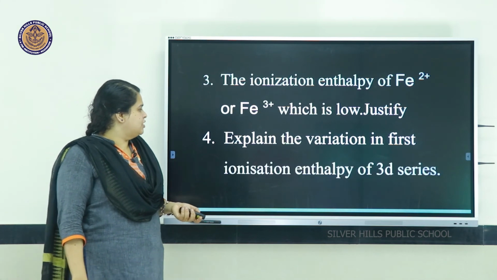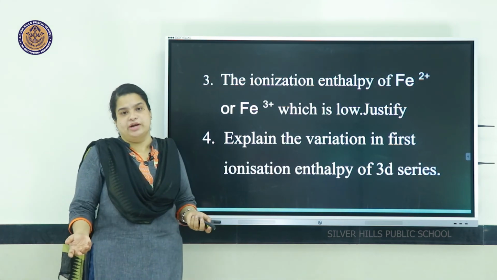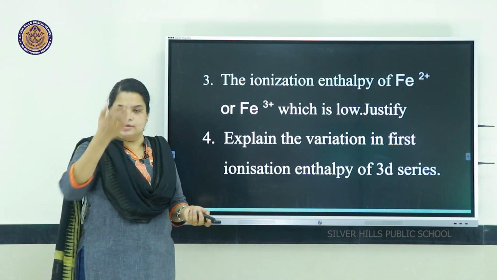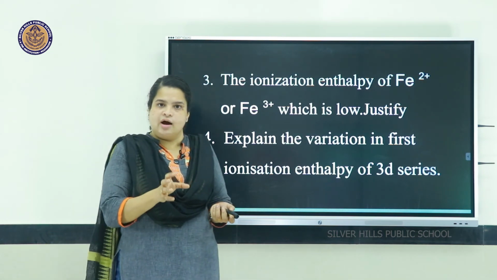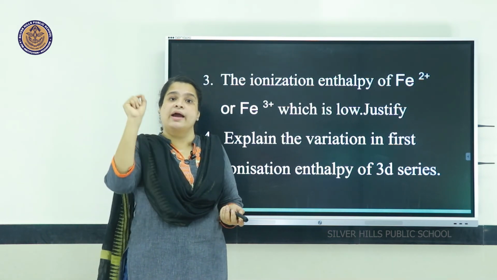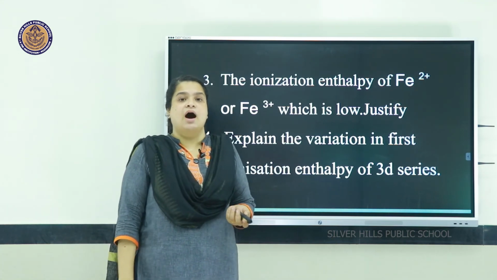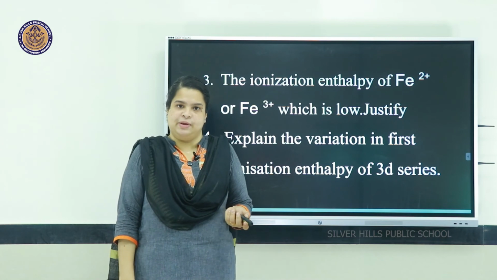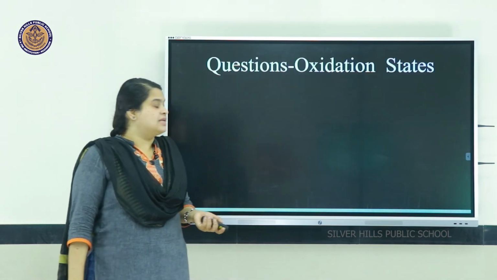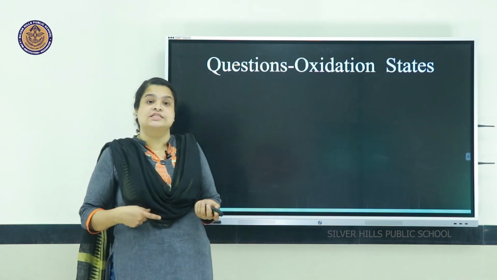Explain the variation in the first ionization enthalpy of the 3d series. Similarly, just write the electronic configuration, draw the graph and explain where you see the high ionization enthalpy. So these are the general questions that are asked based on ionization enthalpy. Now we will see what are the questions that are asked generally based on the oxidation states.